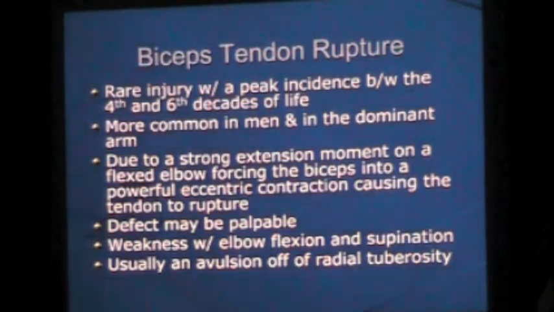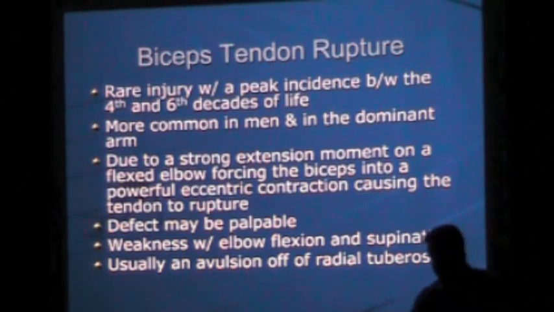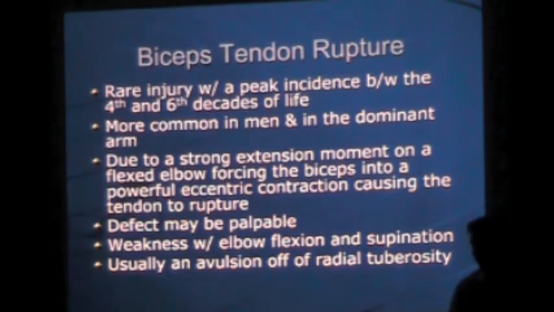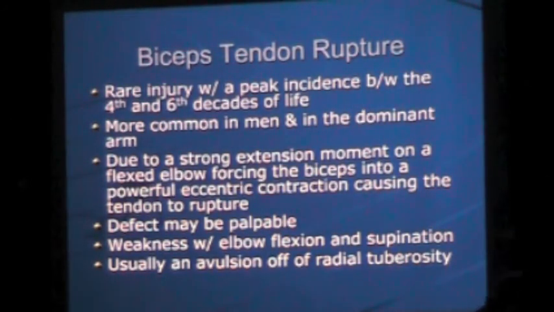So bicep tendon ruptures, a rare injury, peak incidence between the 4th and 6th decade of life. We see a lot of these as well, but they are rare in the general population, in a general orthopedic surgery practice. More common in the dominant arm, due to a strong extension moment. Basically, I see these in a lot of patients that are grabbing things. You're reaching for a printer that's about to fall on the floor, you supinate the arm, extend it, and you're flexing. All at once, with stress on that distal biceps, will cause a pop and actually cause a rupture of the biceps.